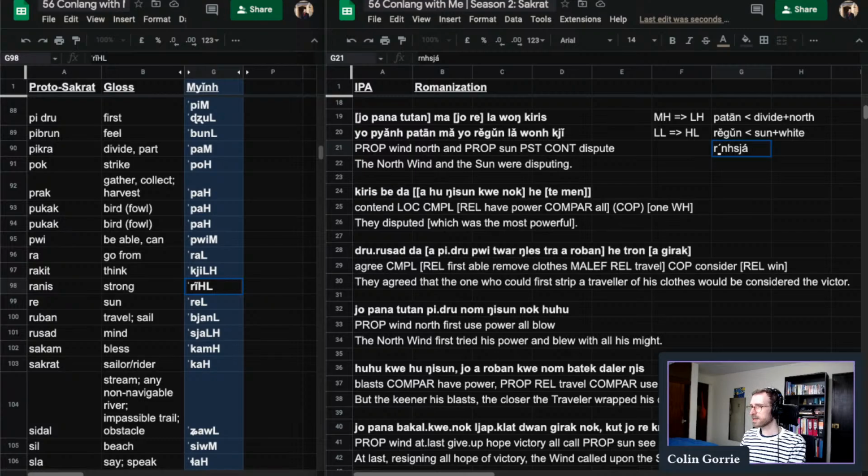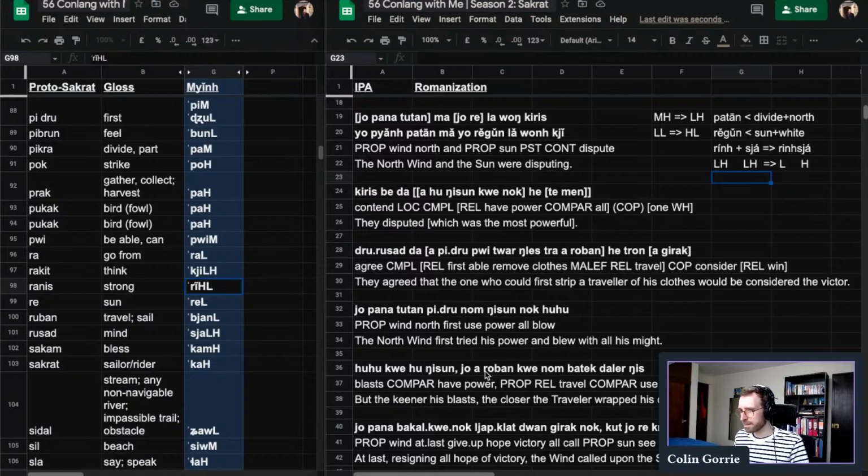So ri plus sya. And this would give us something like, okay, stop. Okay, so essentially we have LH plus LH. And what's the result? We lose the LH on the first syllable, and then we spread out the LH over the entire word like this. So rinxia. I think that could be a decent approach to take.